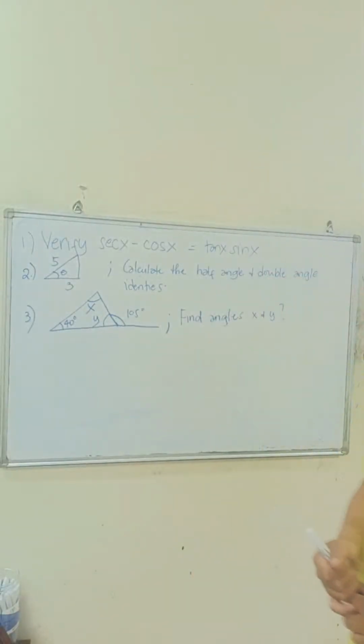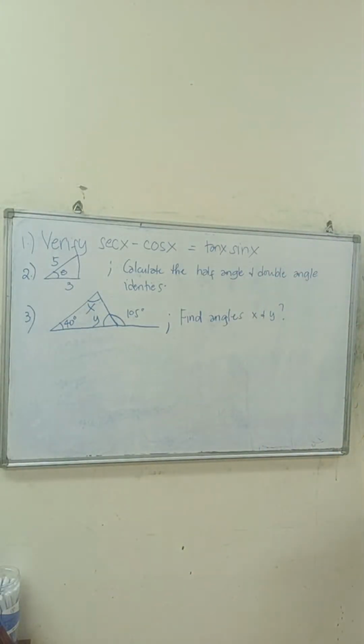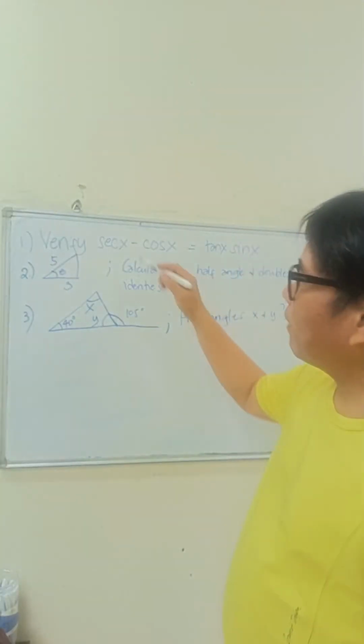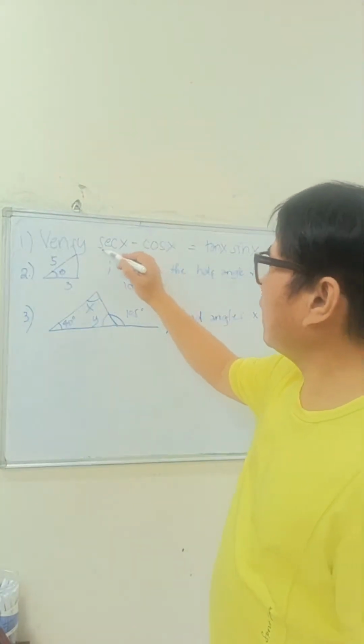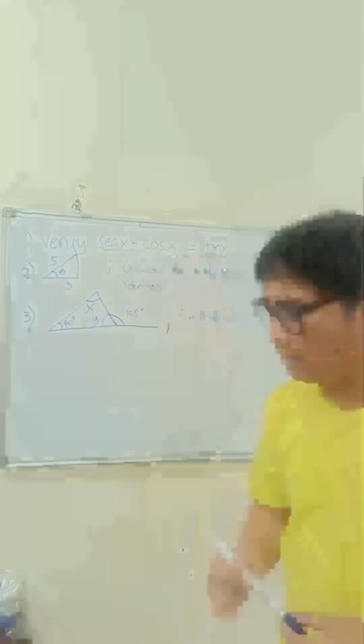So verify secant x minus cosine x is equal to tangent x sine x. If we say verify or prove, it means the same thing. You're going to involve the concept of trigonometric identities, and also the trigonometric functions.